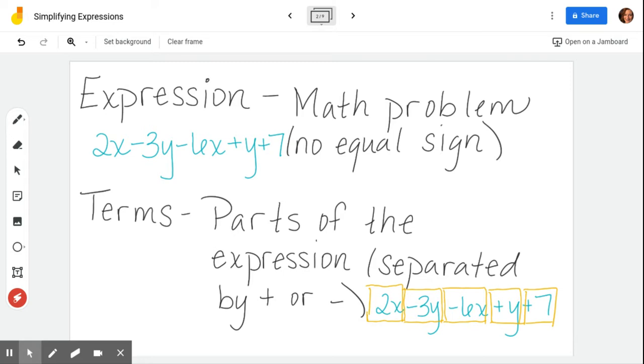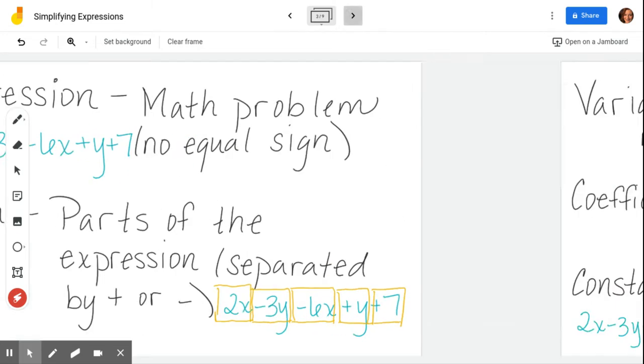When you hear me talking about terms, I'm referring to the parts of the expression. Those parts are separated by a plus sign or a minus sign. So 2x is a term, negative 3y is a term, negative 6x is a term, positive y is a term, and positive 7 is a term. Notice that I switched from saying plus and minus to positive and negative. When we go to put these together, I don't just see a minus 3y, I also see that as a negative 3y. That'll help us as we're combining our like terms.